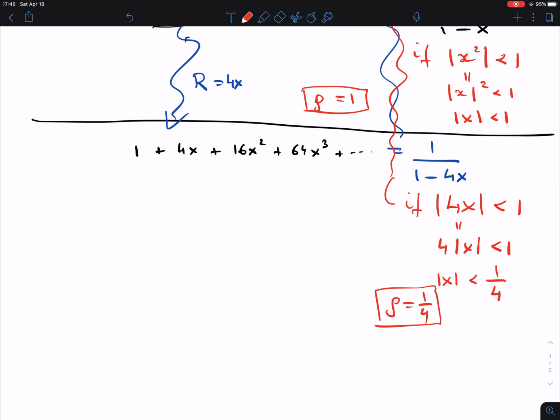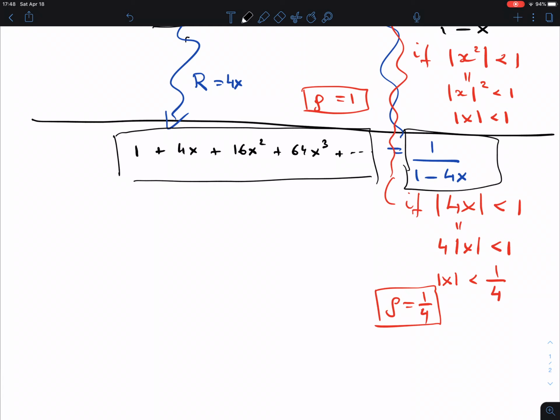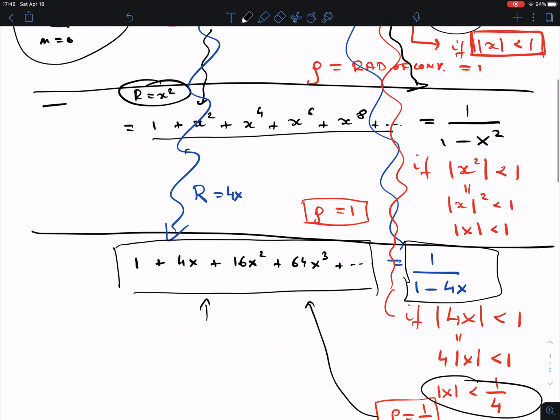Okay? So let's recap it a bit. This means that this series here and this function, which is just a rational function, are the same provided absolute value of x is less than 1/4. Because this series only has range of convergence 1/4. That meaning whatever number I plug in, as long as it's absolute value less than 1/4, this series here converges.